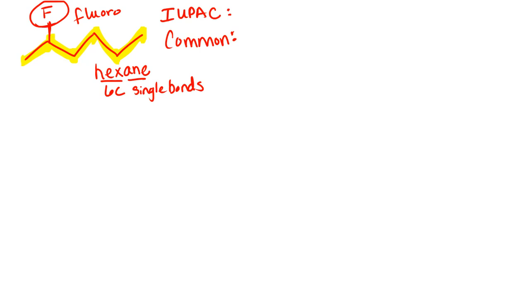Looks like numbers are going to be much lower starting from the left. So that's going to be on the 1, 2 carbon. So that's going to be 2-fluoro. And there's usually no space, hexane. Put a dash between the number and the letter. Now, what about the common name?